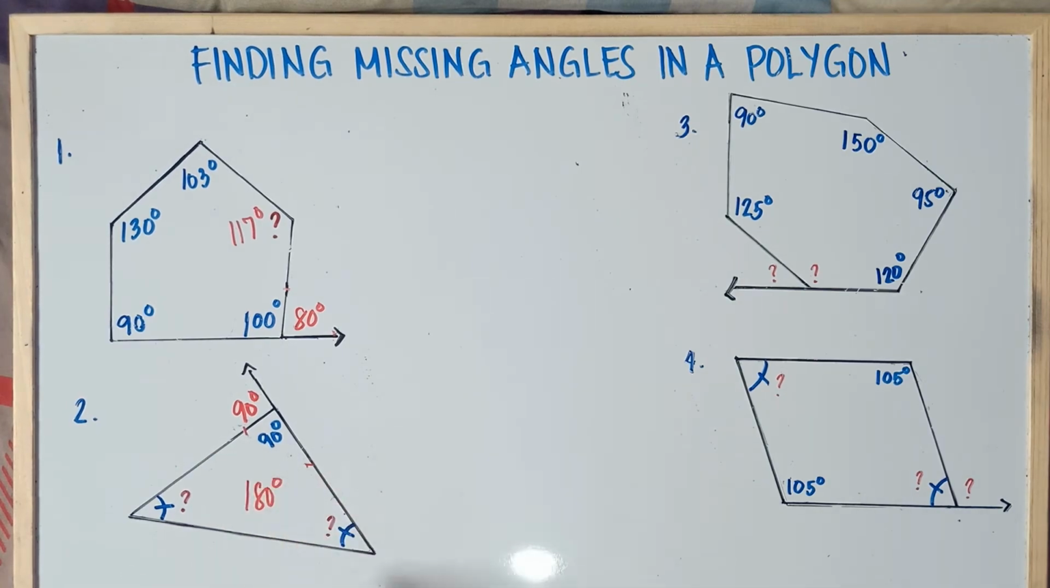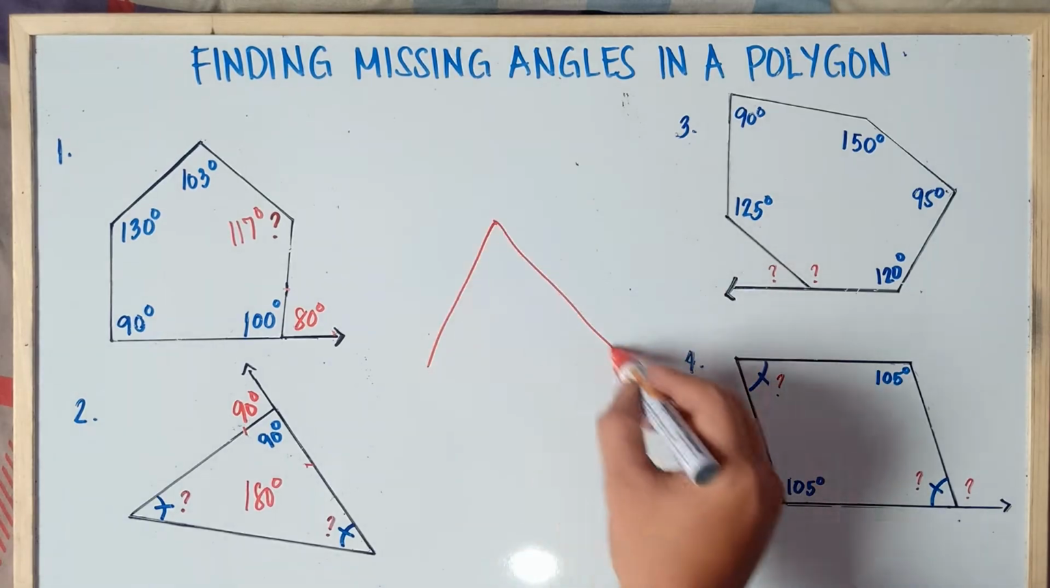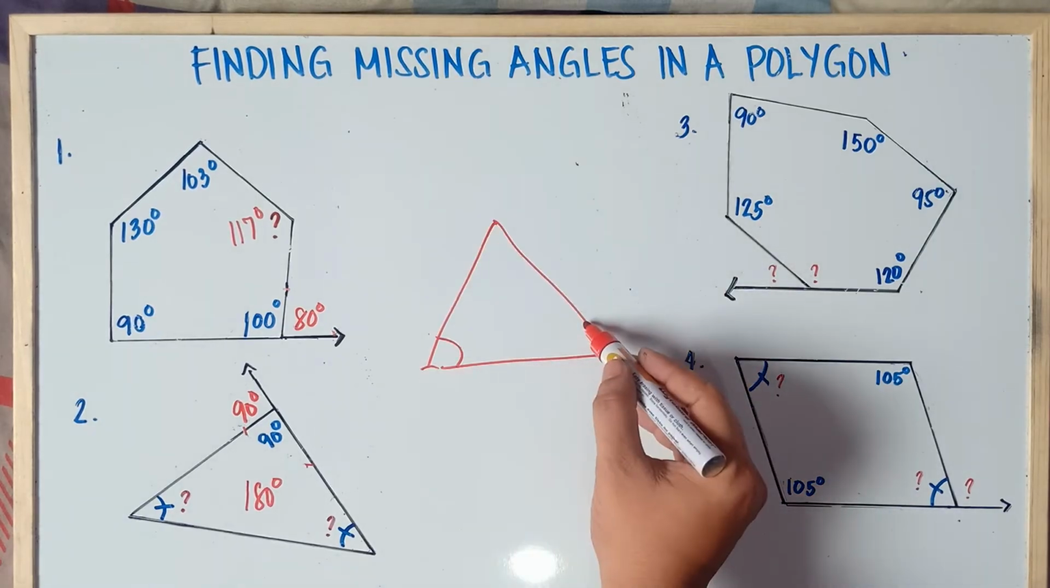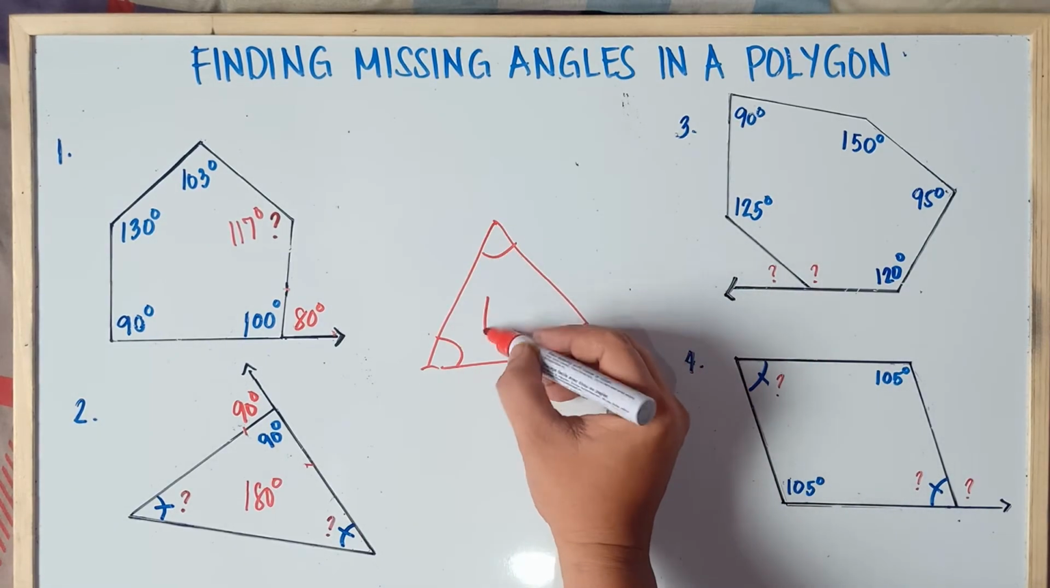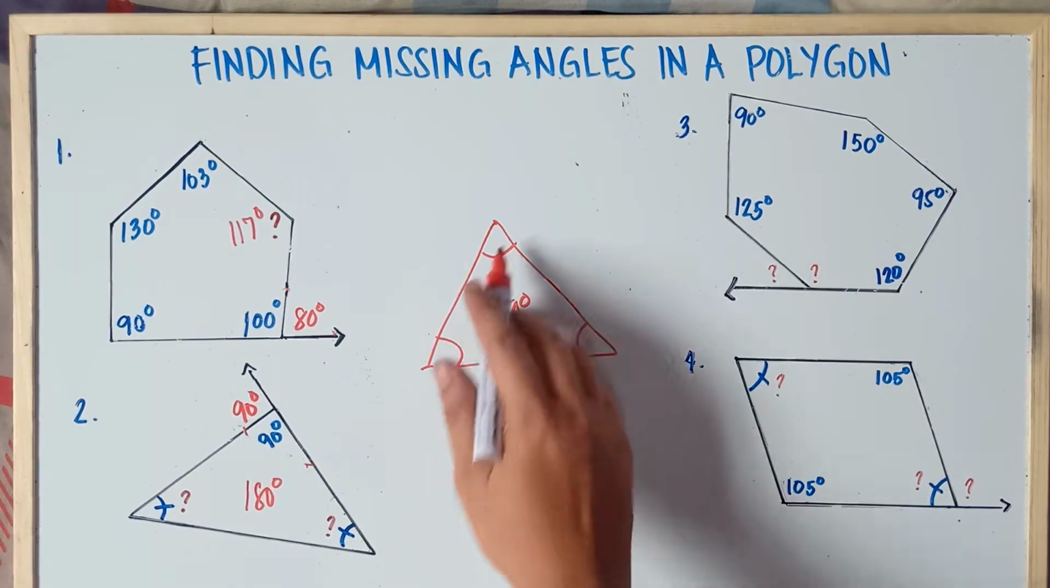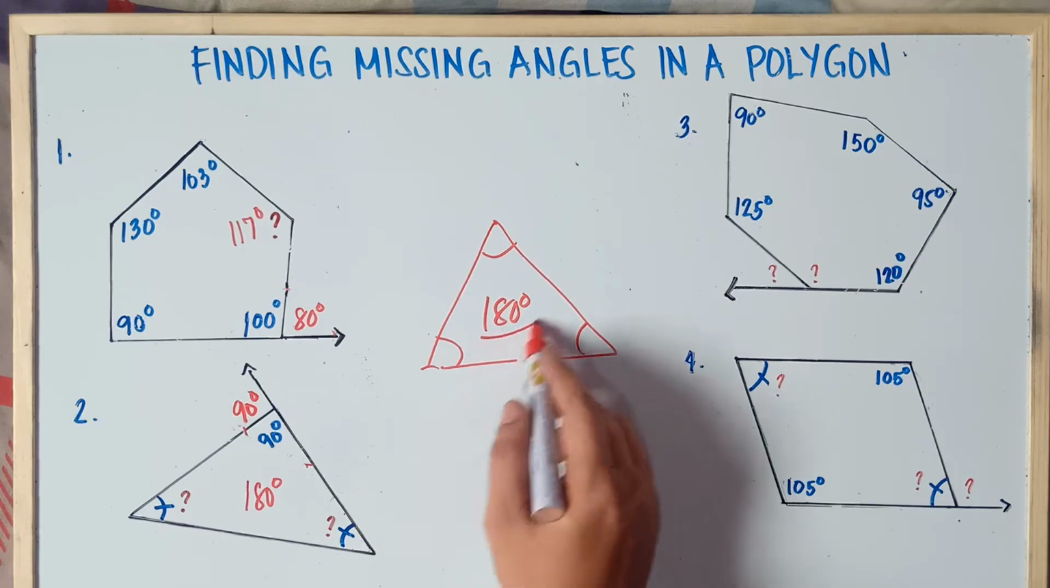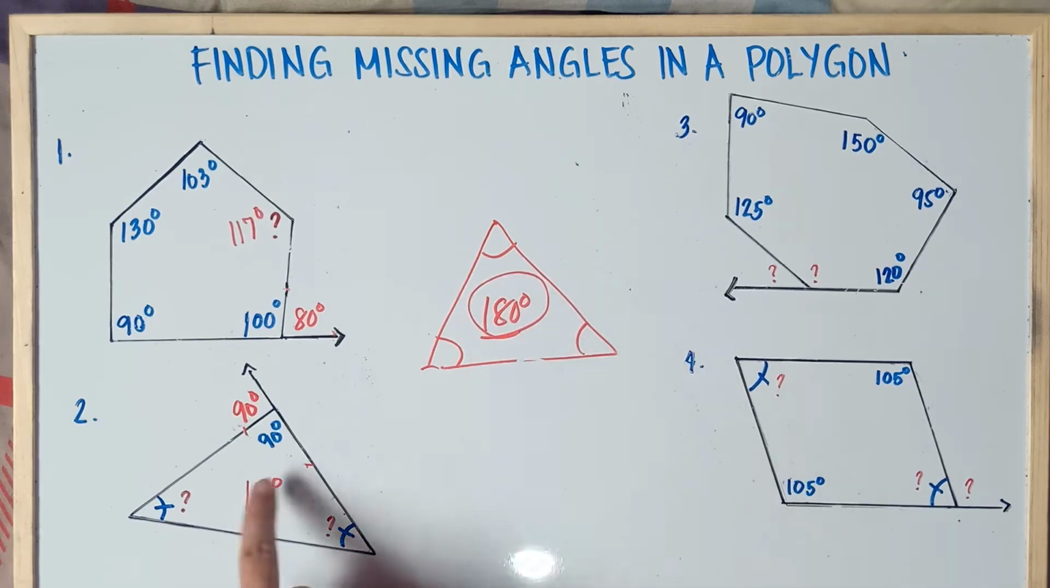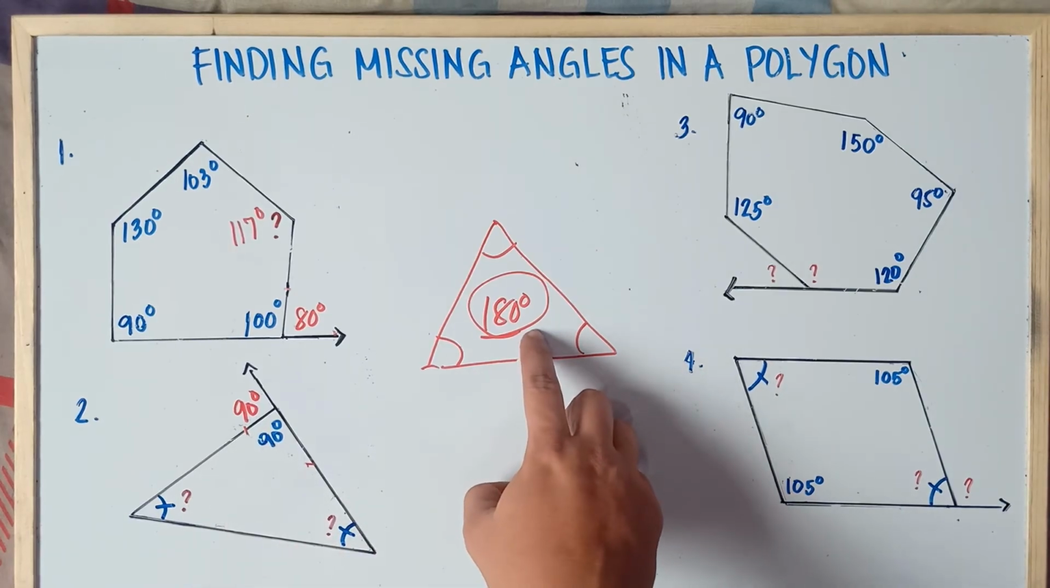Once again, class, in any kind of triangle, the sum of the interior angles is always 180 degrees. If you add the 3 interior angles, it's always 180 degrees. So to find this angle, class, we can do the mental calculation. If you understand this one, we know that the sum of the interior angles is 180 degrees.